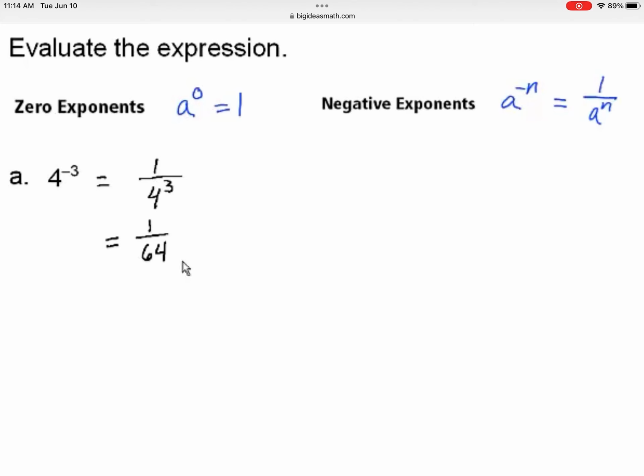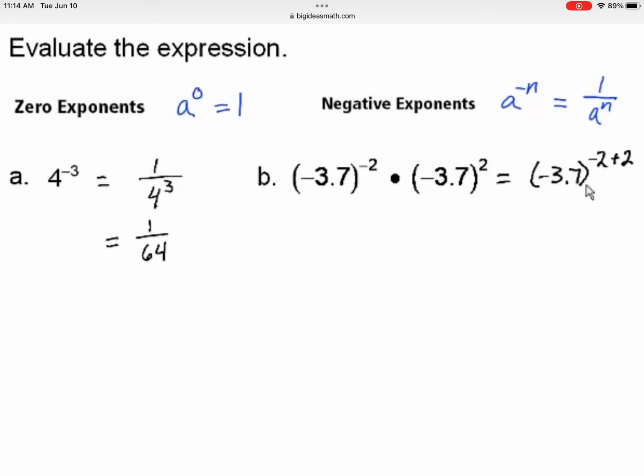Let's look at another example. Evaluate the expression negative 3 7/10 to the negative second times negative 3 7/10 squared. Use the product of powers property to simplify. Keep the base negative 3 7/10 and add the exponents negative 2 and 2.